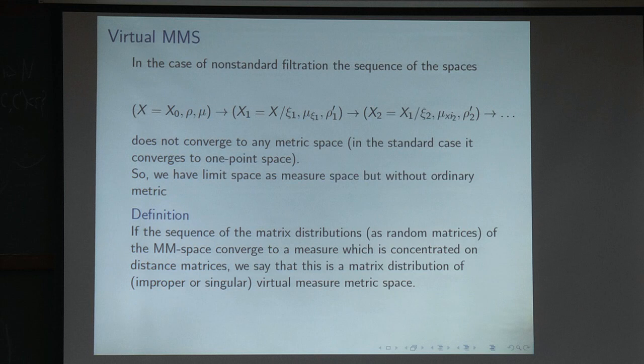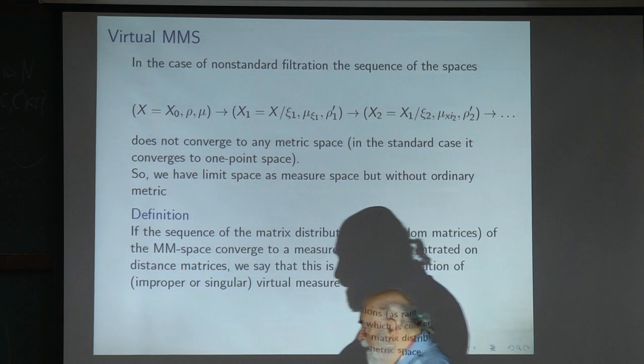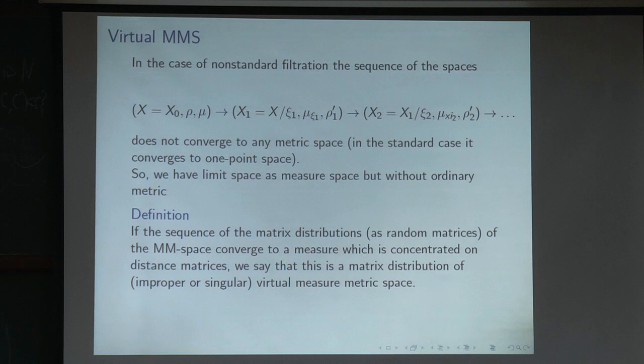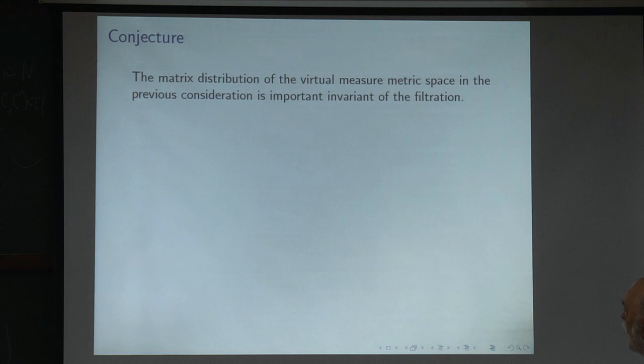Nevertheless, sometimes there is a limit matrix distribution which is an invariant of your filtration. So a new invariant of filtration appeared as the matrix distribution of a non-existing metric space, as a limit of something. And so this is a very powerful invariant. I hope very much that in ergodic theory and probability theory it will play some role. Yes, the conjecture is that this is the general case. So if you have any filtration, I hope that we have this generalization of the matrix distribution, but up to now I can't prove it.